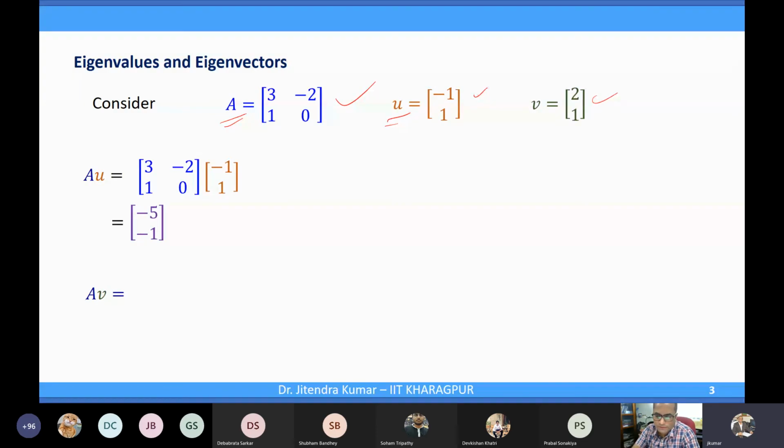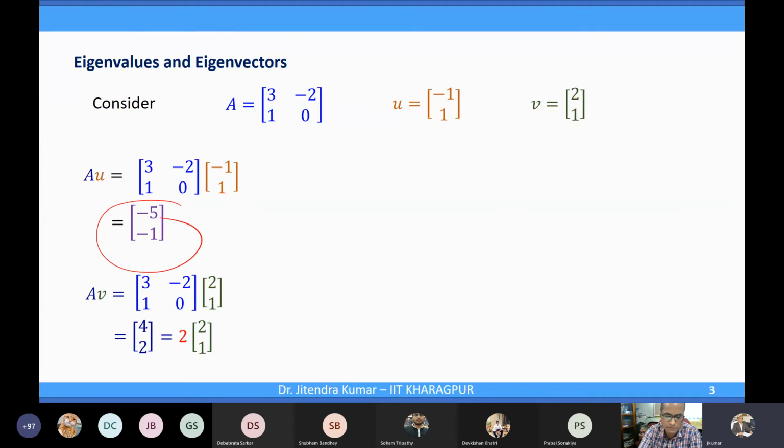But when we do that product with v, something special will happen. So what do you get here? You get (4, 2), which is nothing but 2 times the vector itself. It was not the case with this u vector, but with the vector v, something is special. When you multiply A with this vector v, you are getting the same vector with different magnitude, just double the earlier one, 2 times (2, 1).